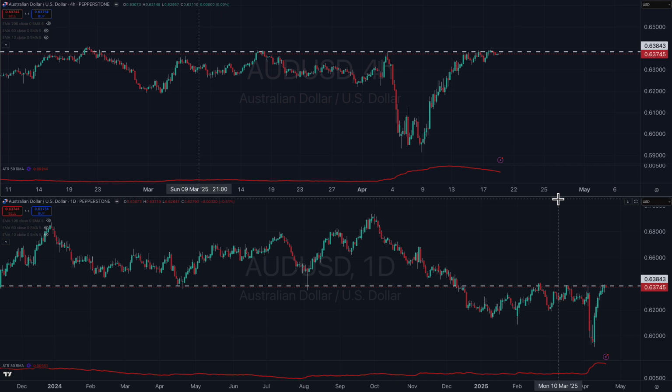Okay, so with that being said, let's start off by taking a look at the Australian dollar. The primary level that we're looking at is the same one that we were looking at last week, which is this one here at 0.6384. Now, we did get an initial reaction to this level last week.